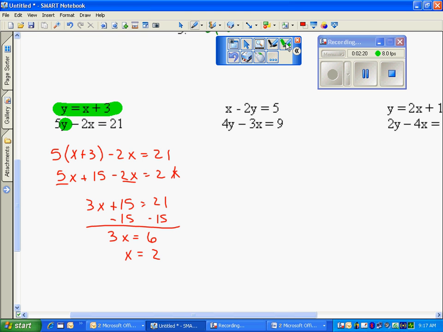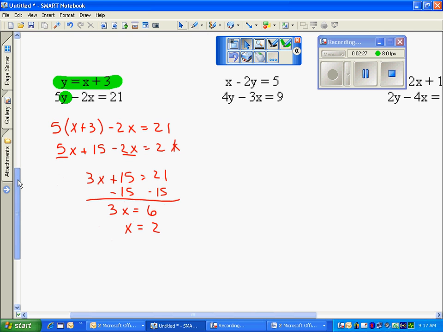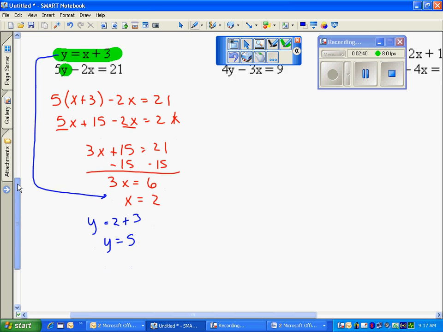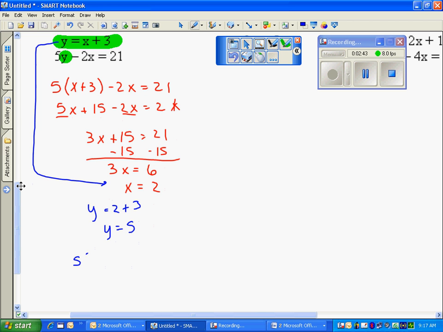Now we need to back substitute. Back substitute just says replace 2 in the other equation. And notice it's already solved for y. So I'm going to put 2 into this equation. So y equals 2 plus 3. So it looks like y is equal to 5. Now we want to check our answer. Checking our answer: 5 times 5 minus 2 times 2 should be equal to 21. 25 minus 4 is 21. So we checked our answer.